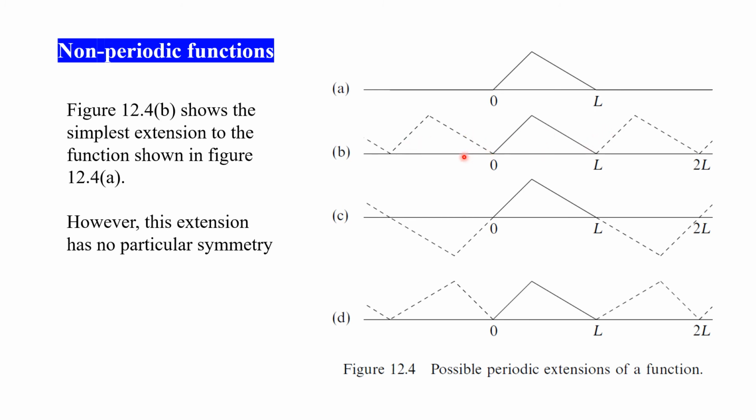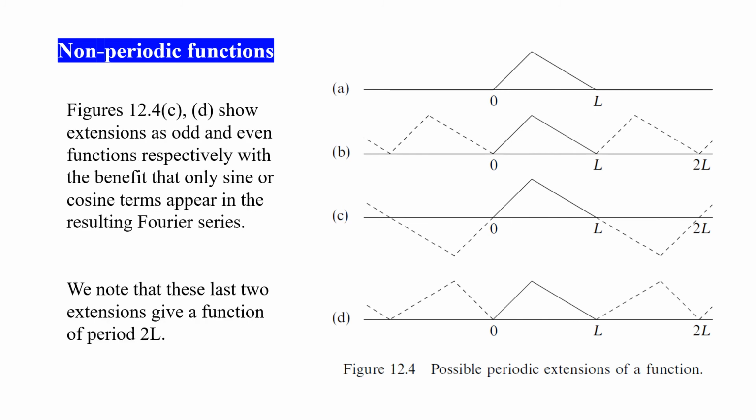However, this extension has no particular symmetry. As you can see here, wherever you put your vertical line, you will not see any symmetry. Figures 12.4c and d show extensions as odd and even functions, respectively, with the benefit that only sine or cosine terms appear in the resulting Fourier series. So we extended your non-periodic function here as an odd function. This is how it will look as an odd function, and this is how it will look as an even function. We note that these two extensions give a function of period 2L, and we can now see symmetries for both of your last two extensions.